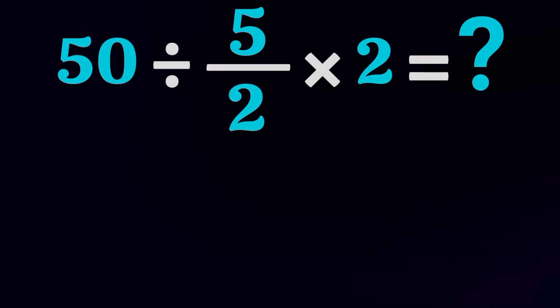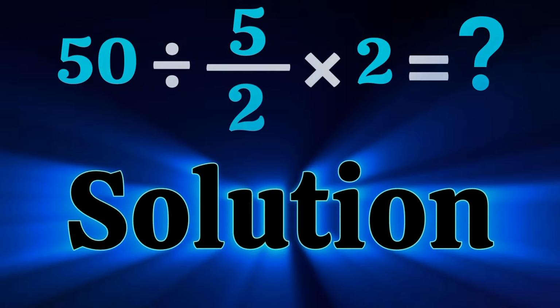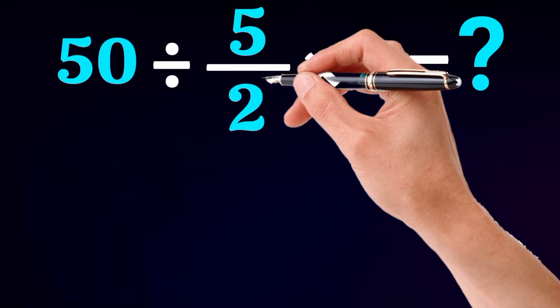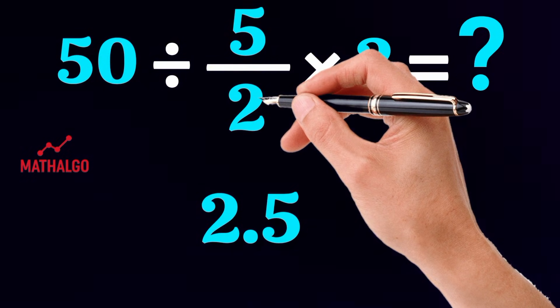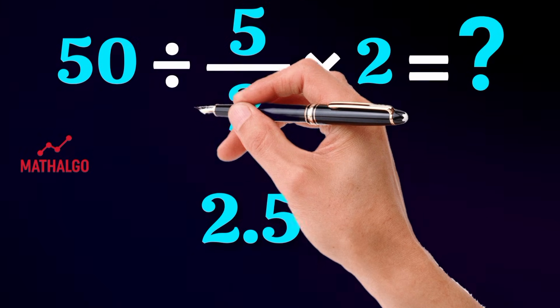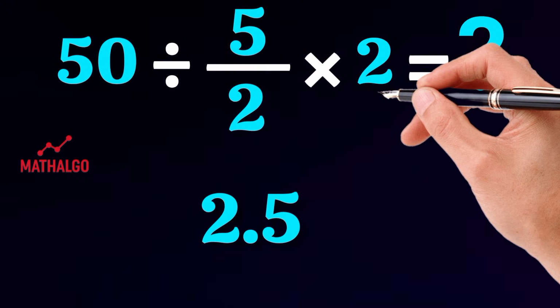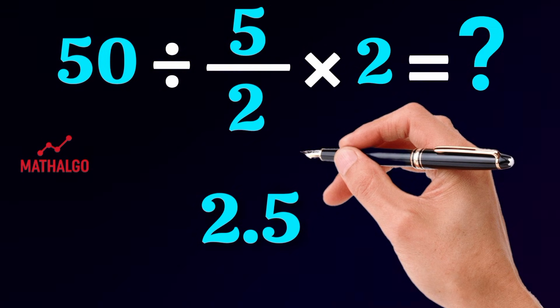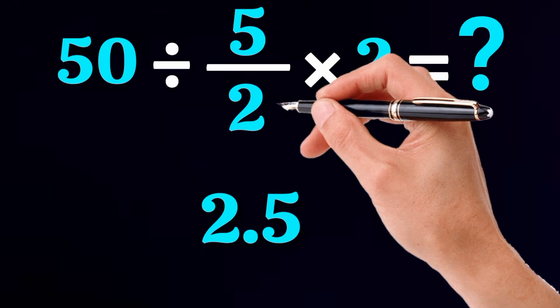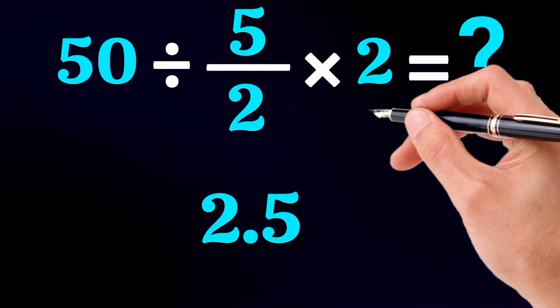First, let me show you the most common wrong solution. People look at 5 over 2 and immediately say, that's 2.5. Then they do 50 divided by 2.5 and multiply by 2. The problem? They treated the fraction like a separate number, but a fraction inside an expression is a single unit.